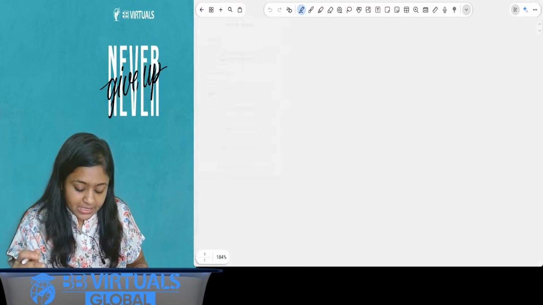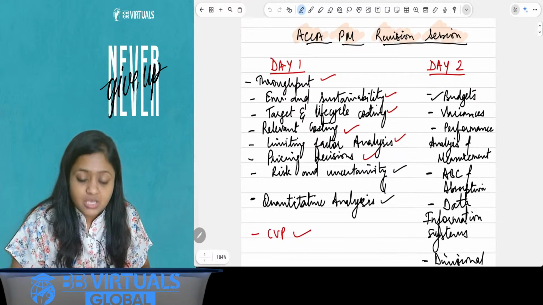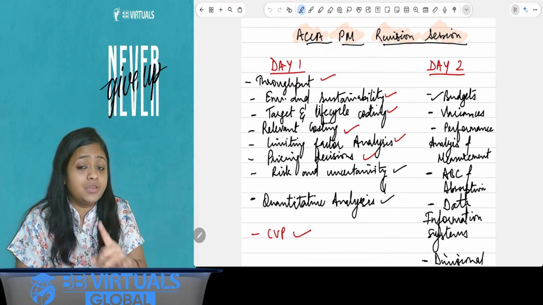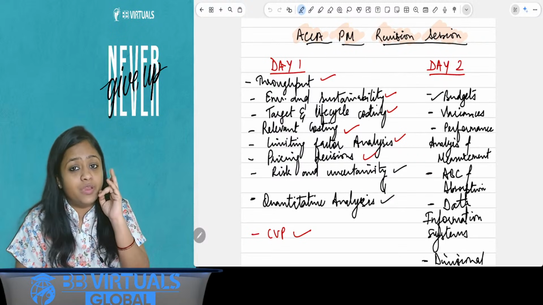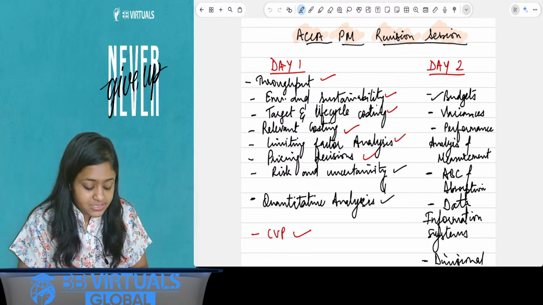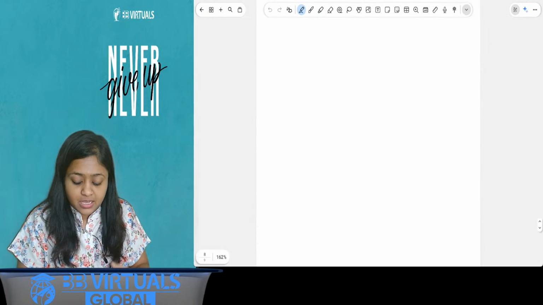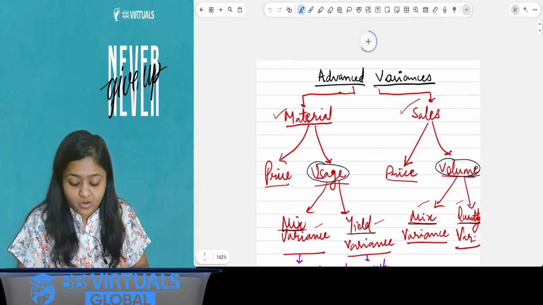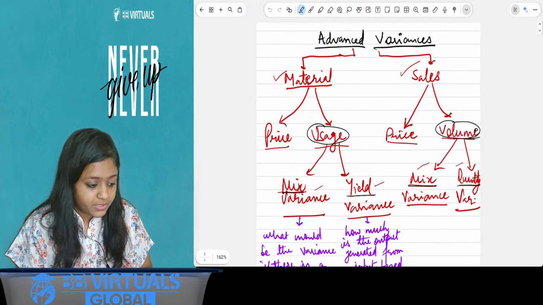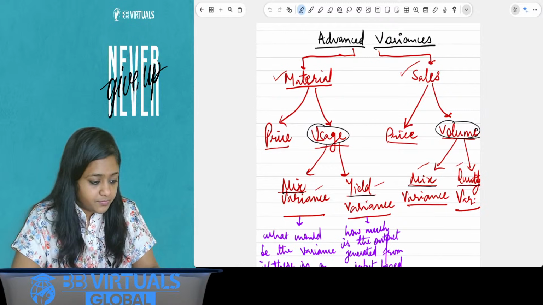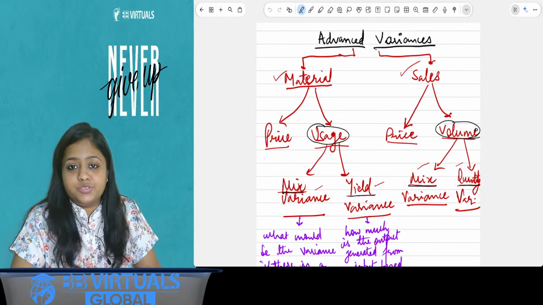The next topic that I will take up is variances. So I've taken budgets. Now I'm going to take up variances, where I'll take up advanced variances and planning and operational variances both. So just focus on my screen for the same. If you have any questions and queries, you can ask me.